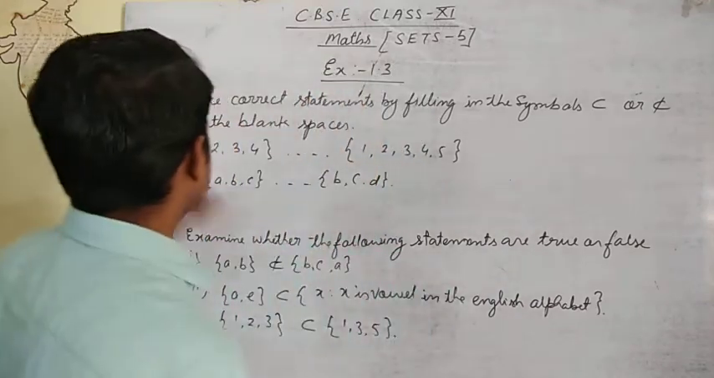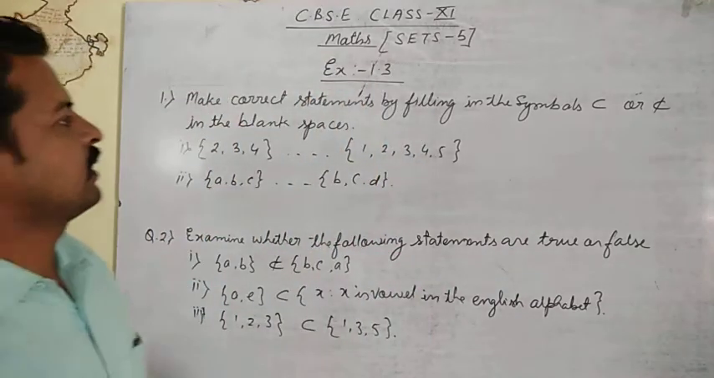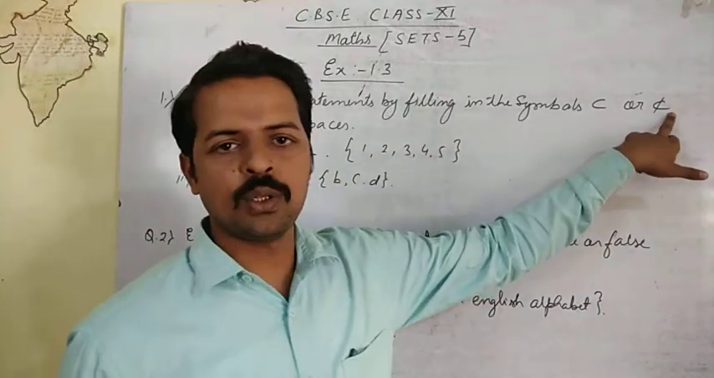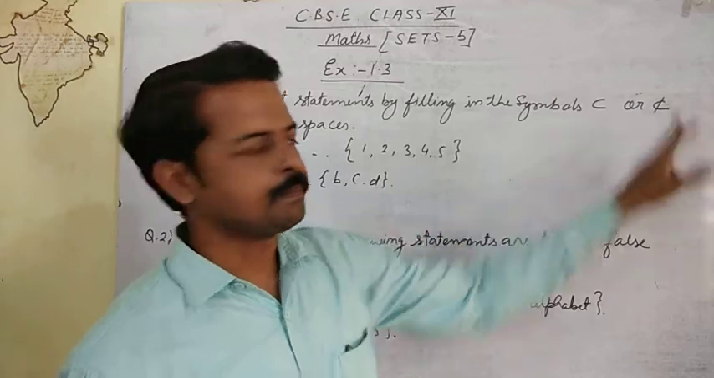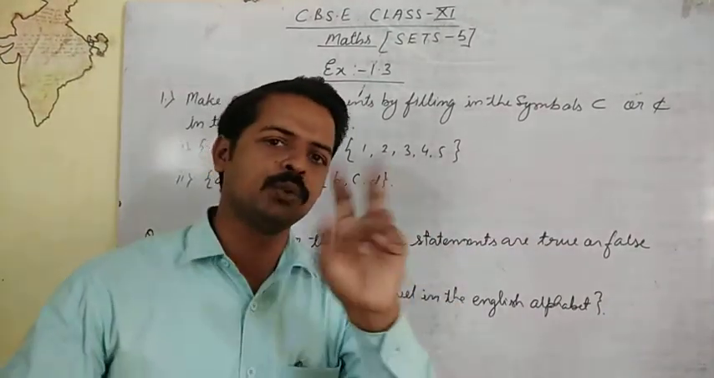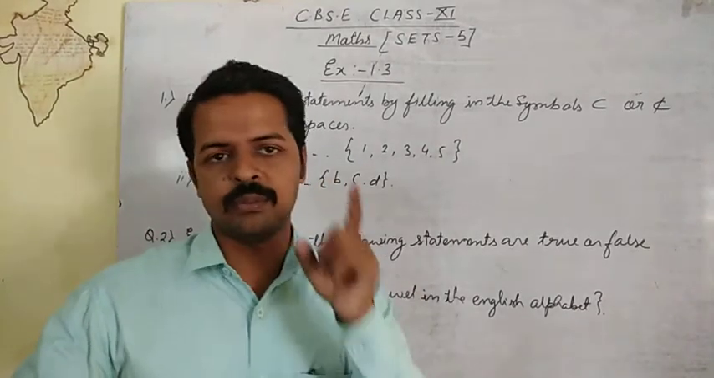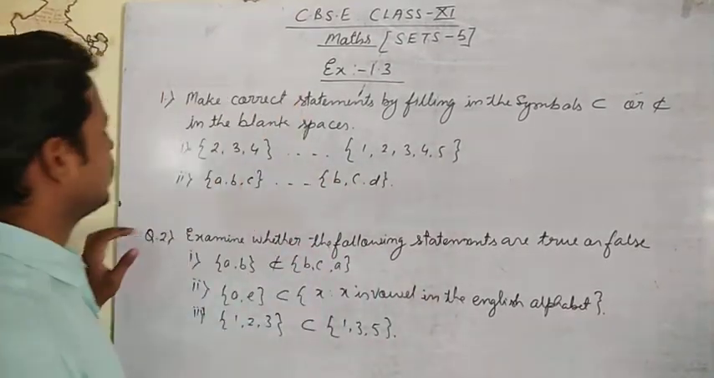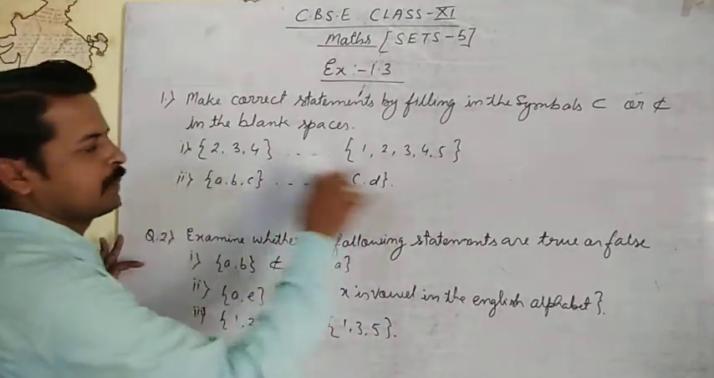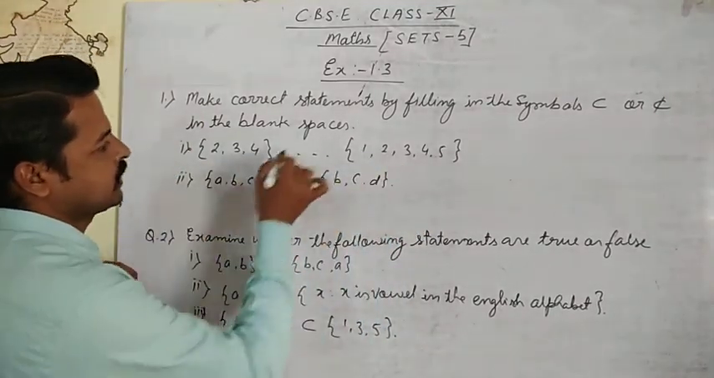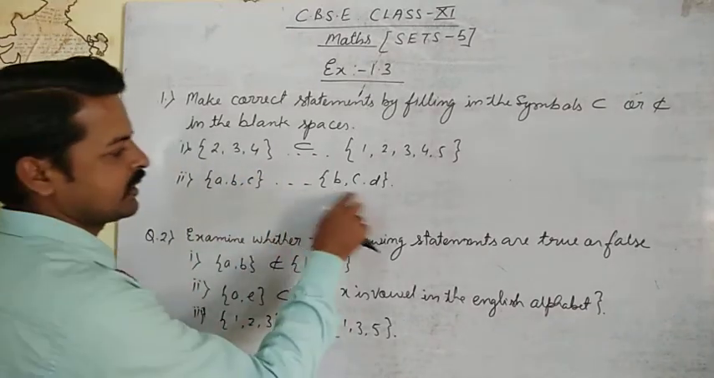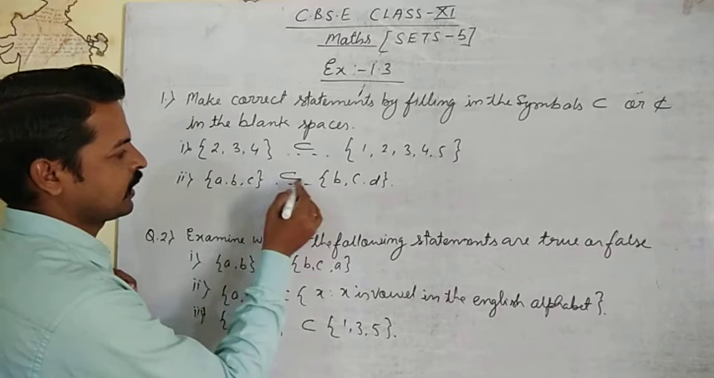Okay. So I have made the first question. Make correct statements by filling in the symbol subset and not a subset from exercise 1.3. There are 7 parts in the first question. I have taken 2 out of that, and the remaining 5 you have to solve as homework. See the first one, 2, 3, 4 are present in this set, so it is a subset. So we write this symbol. In case of the second, A, B, C are not there in this set, so we write not a subset.